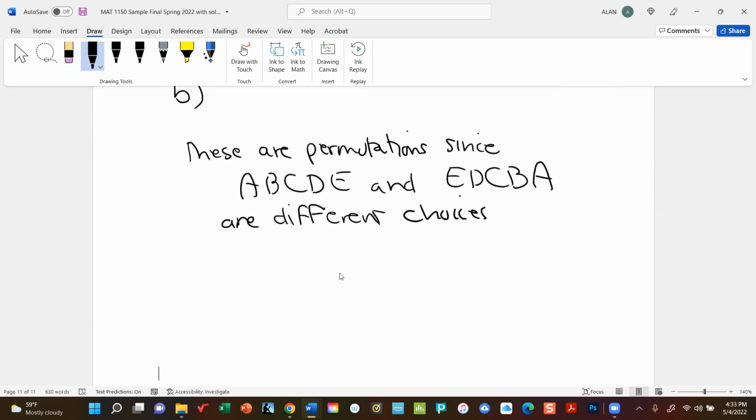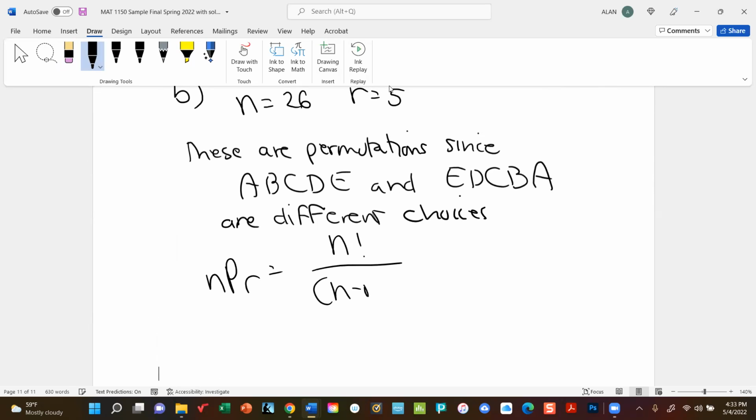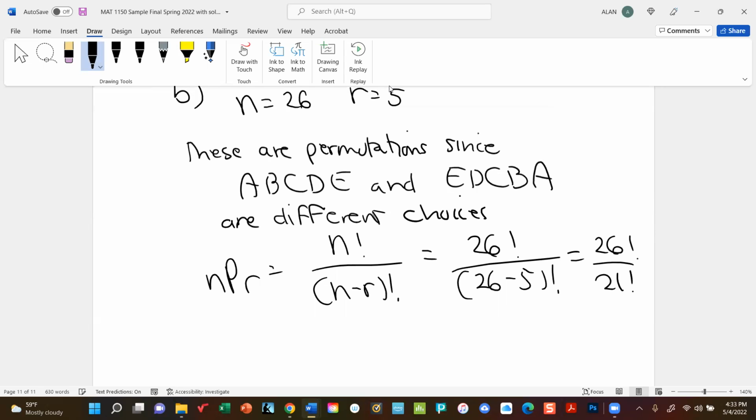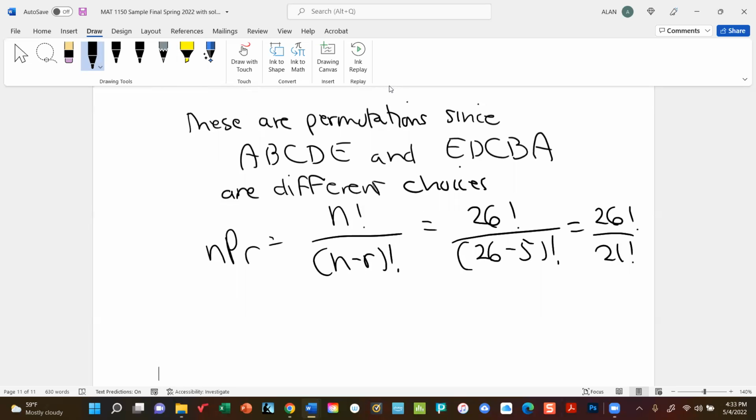So we write that as NPR. Now, by the way, we're picking 5 letters from the entire alphabet, which is 26, of course. So therefore, NPR, as you might remember, is n factorial over n minus r factorial. 26 factorial over 26 minus 5 factorial. Now, these are both gigantic numbers. So you may not need to write out those numbers and then divide them. Your calculator may have this already built into it.